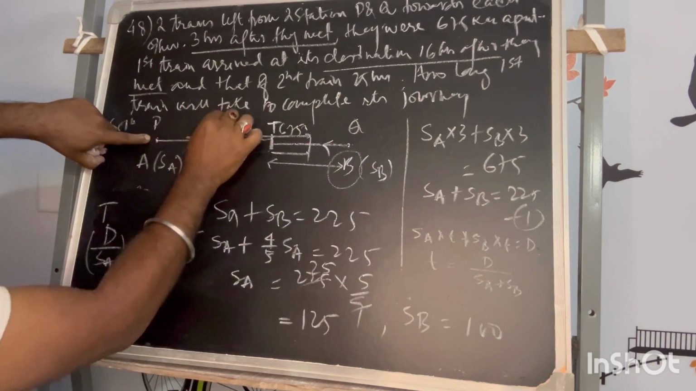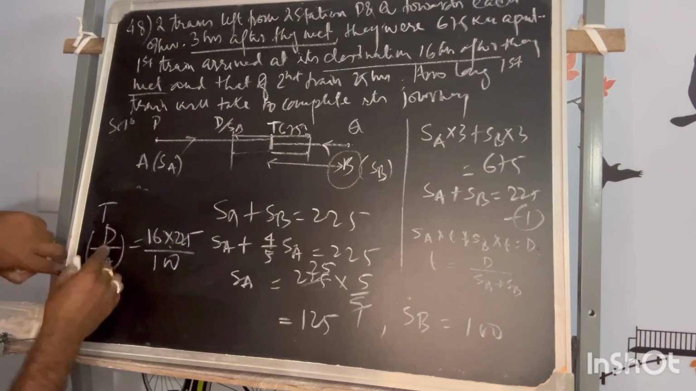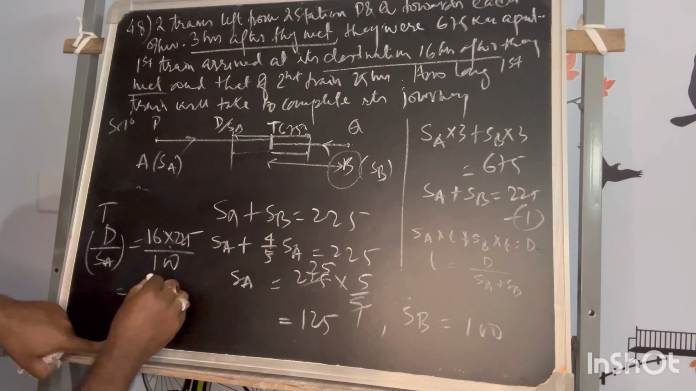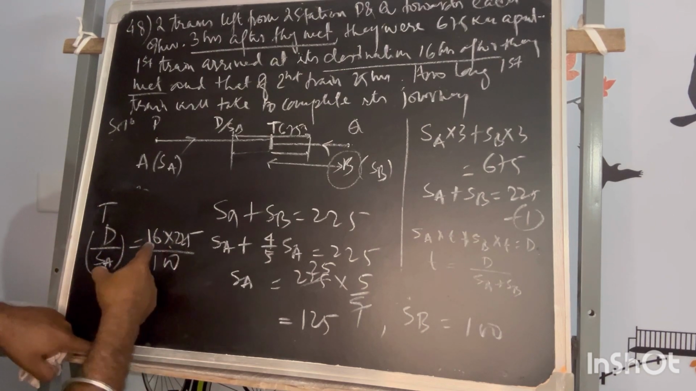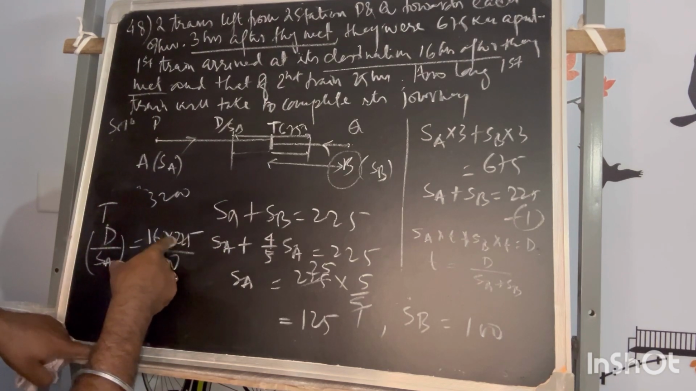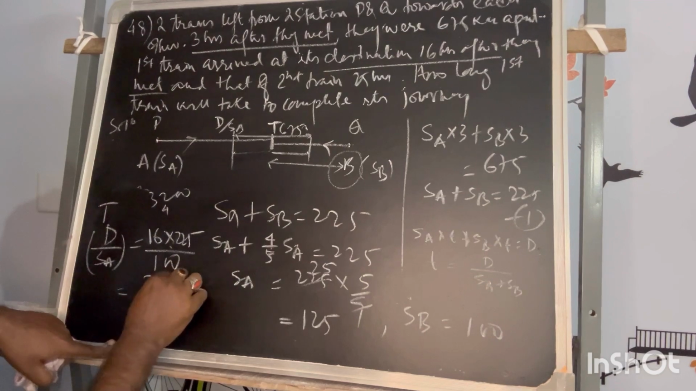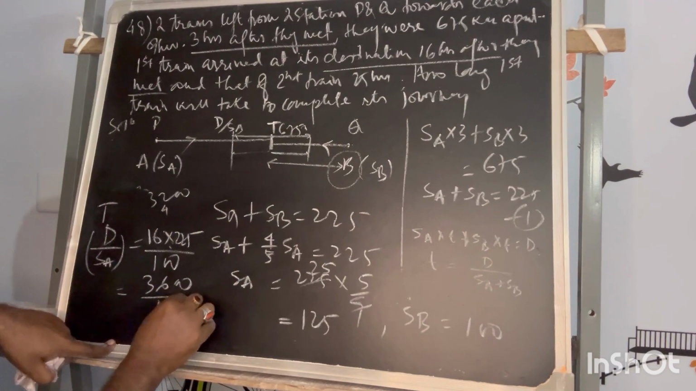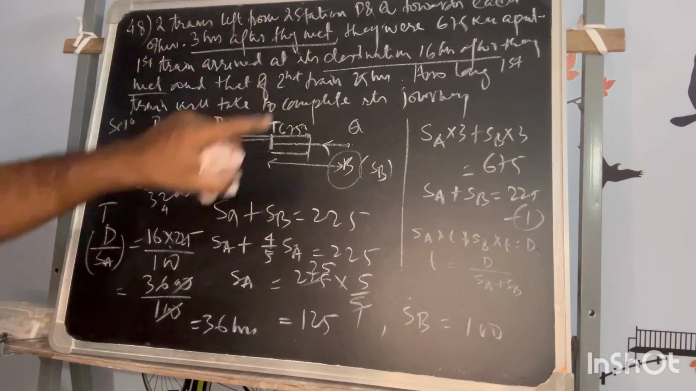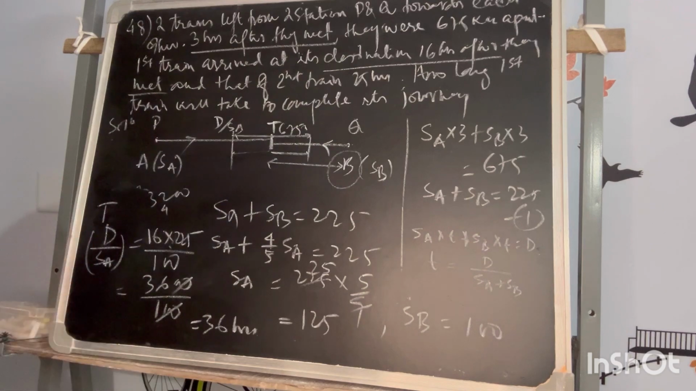What is that? The total distance D and its speed, the same thing it will tell. Now this fraction I will not calculate differently. If I calculate the right hand side, it will give you the answer. So this is 16 into 225, that means 3600 by 100, that is equal to 36 hours. 36 hours taken for A to reach from P to Q.